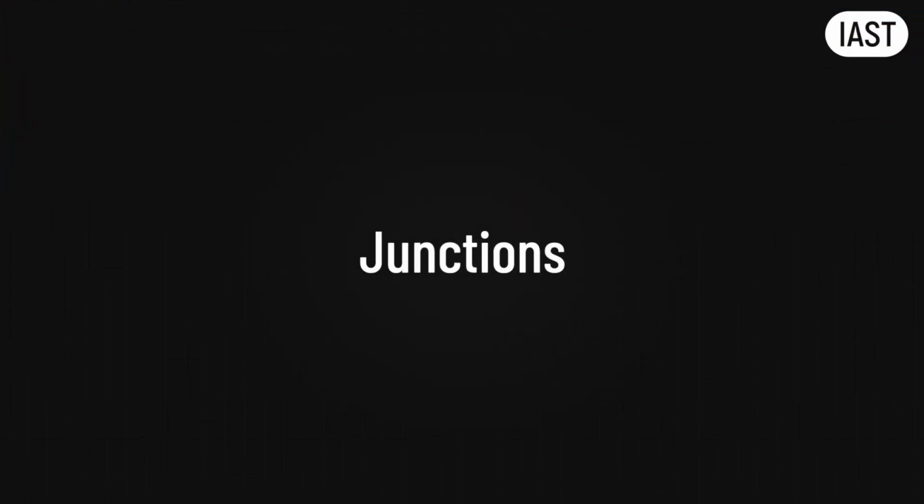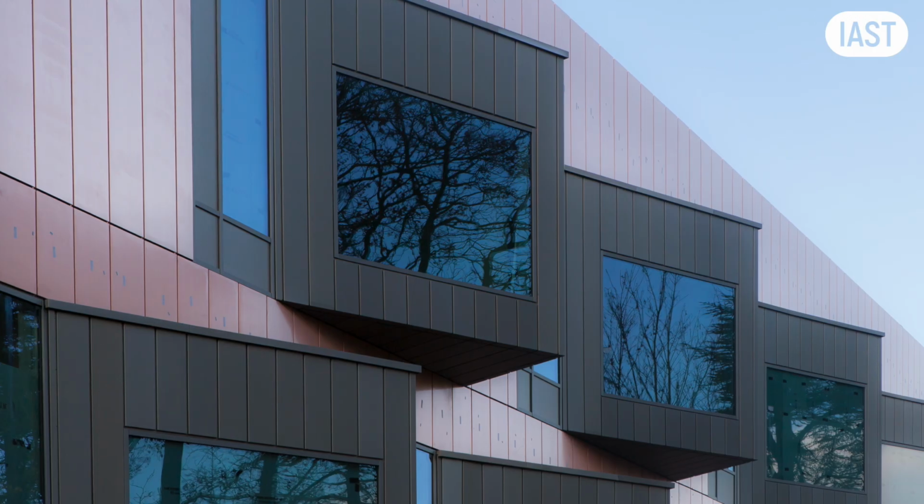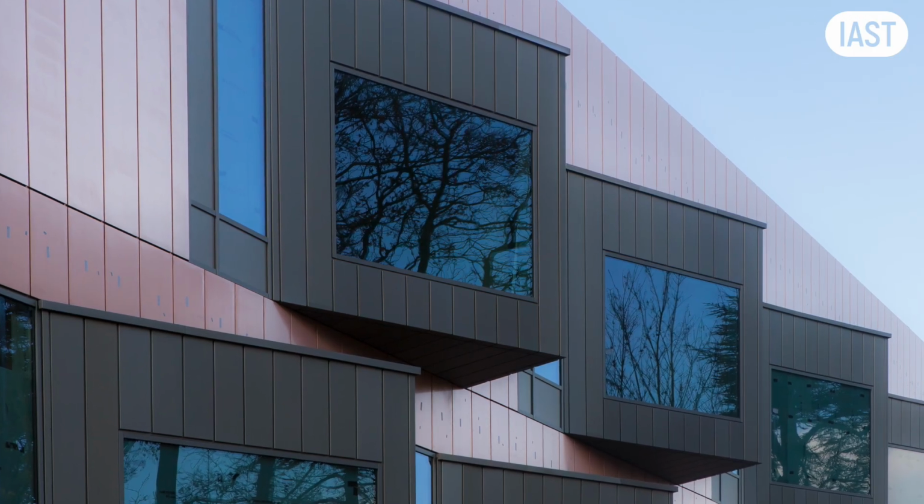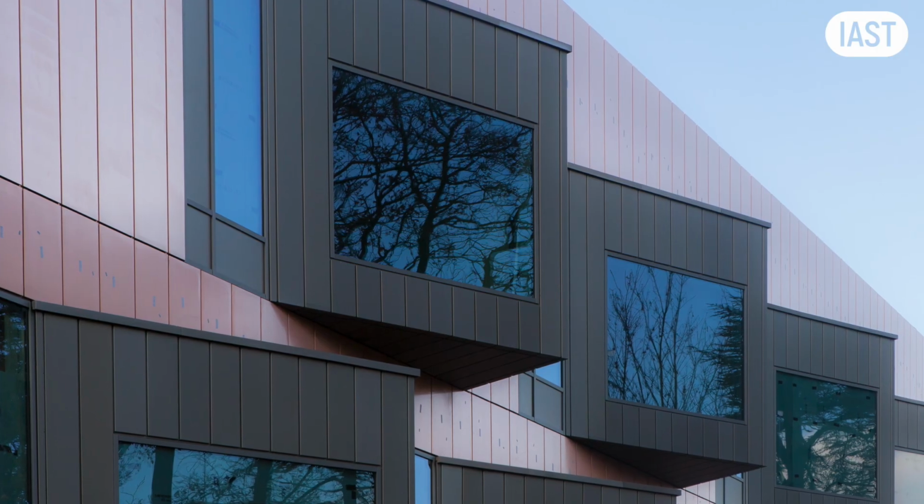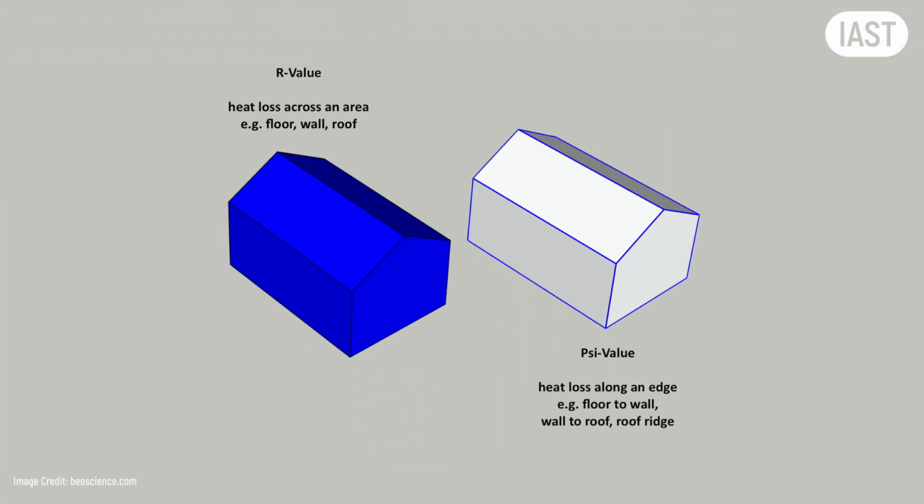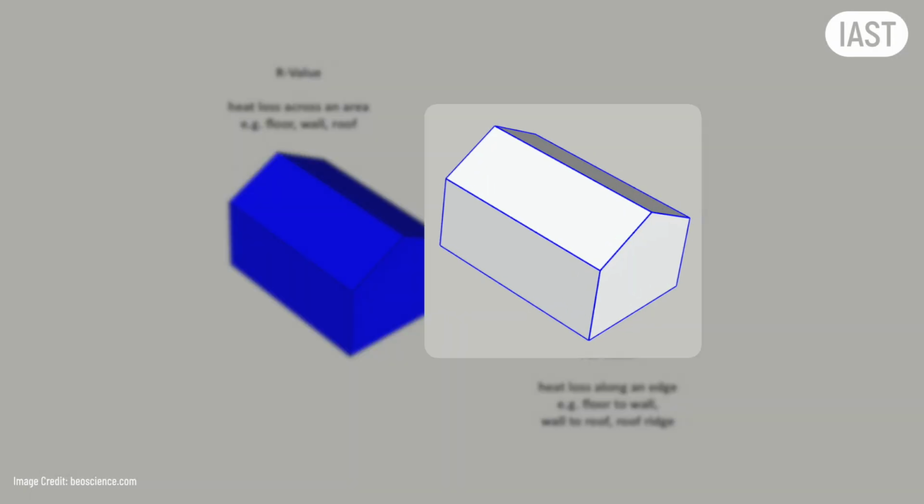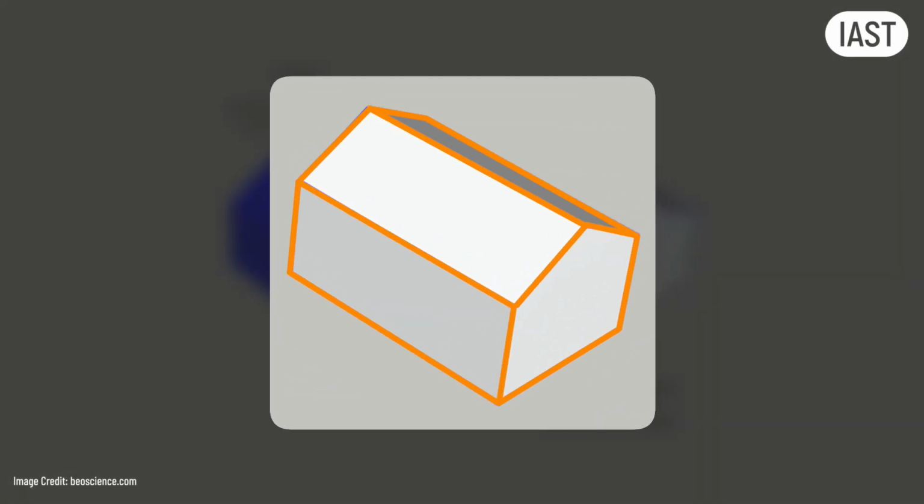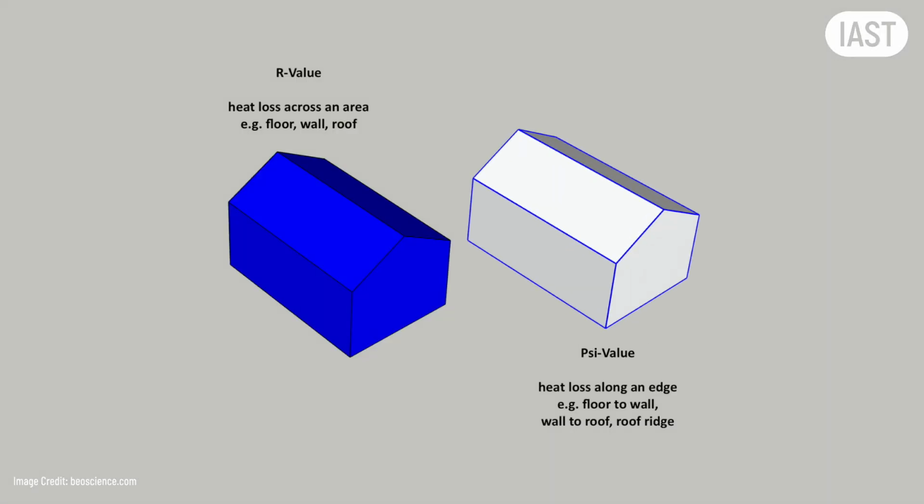Third, junctions. Your calculation models the middle of the wall, clean, flat, uninterrupted. But real buildings are full of edges and interfaces. The wall meets the roof. Windows cut through the construction. At every junction, heat escapes in multiple directions simultaneously, not through one flat plane, but around corners, along slab edges, through reveals. The plane calculation misses all of it.